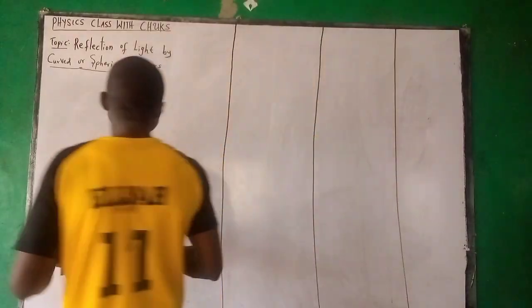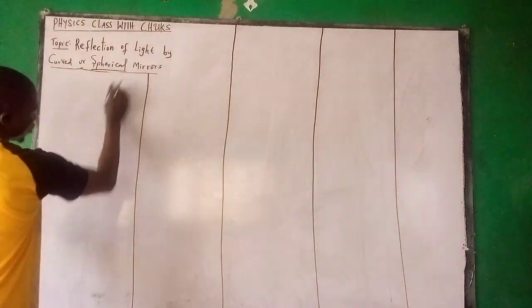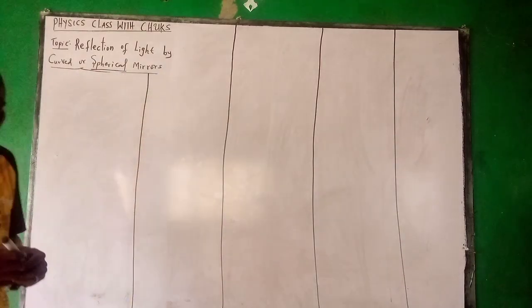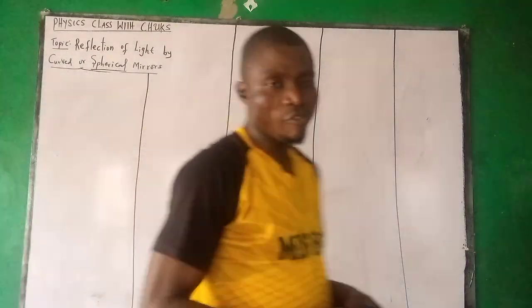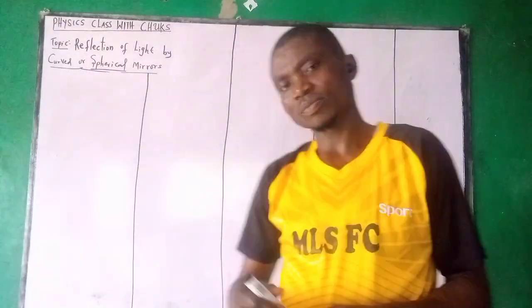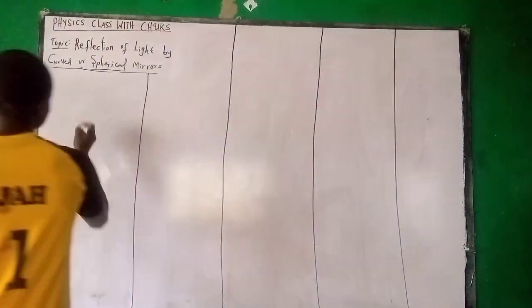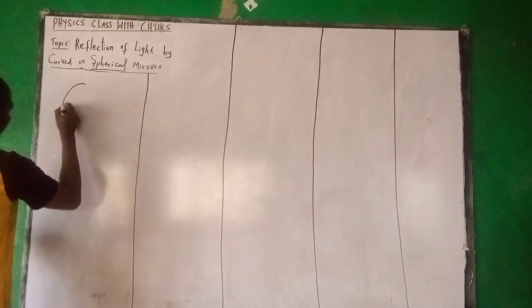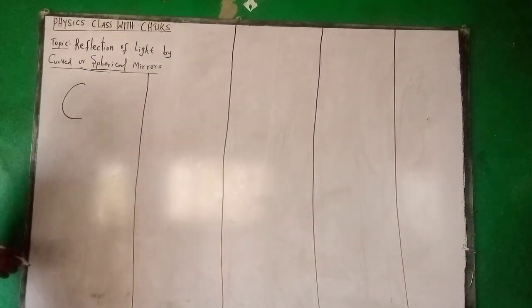Now, the topic for today is reflection of light by curved or spherical mirror. What is a curved mirror? A mirror that is not flat, it's not plane, it's bent like this. It is called a curved mirror. You get it now?